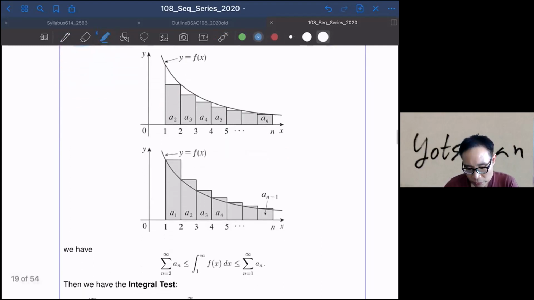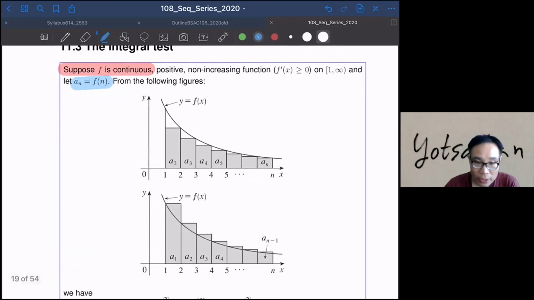And you see from this picture the term a_2. So a_2 will be just the height here, which is f(2), so f at 2. And this one, the height is equal to f at 3. Let me add some dotted lines like this one. So you see f(3), f(4).